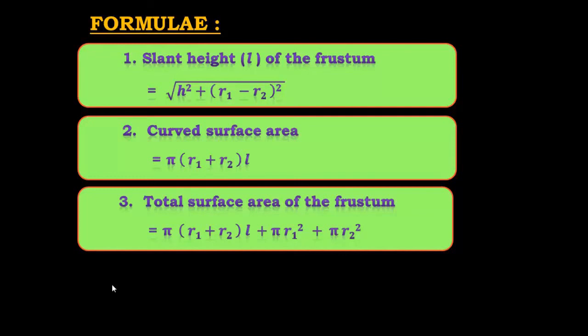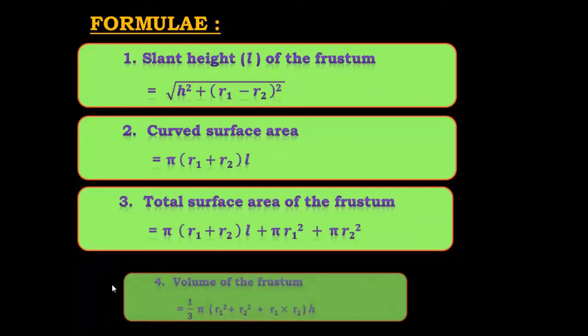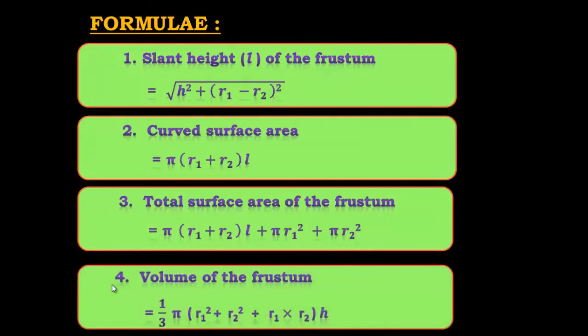And next we have to remember the volume of the frustum of a cone. See, very simple. For a cone, volume is 1 by 3 pi r square. There is a change in r. Instead of r square, you have to write r1 square plus r2 square plus r1 into r2. So volume of the frustum of a cone is equal to 1 by 3 pi (r1 square plus r2 square plus r1 into r2) into h. In this way, you have to remember 4 formulae for the frustum of a cone.